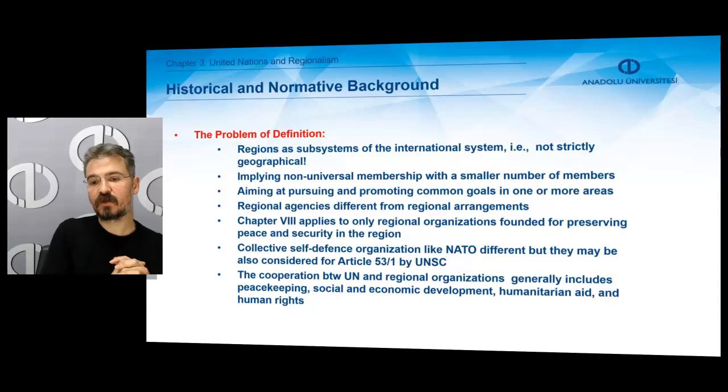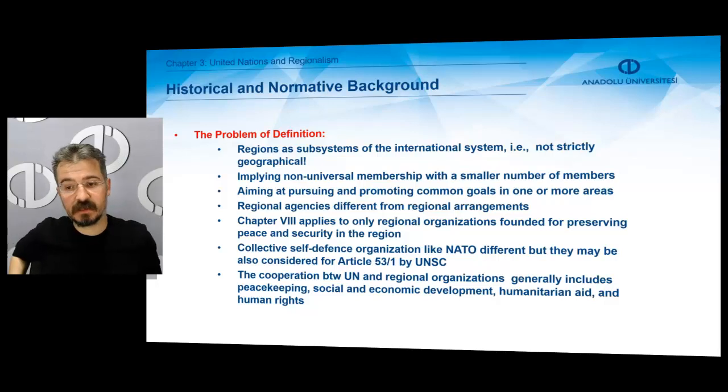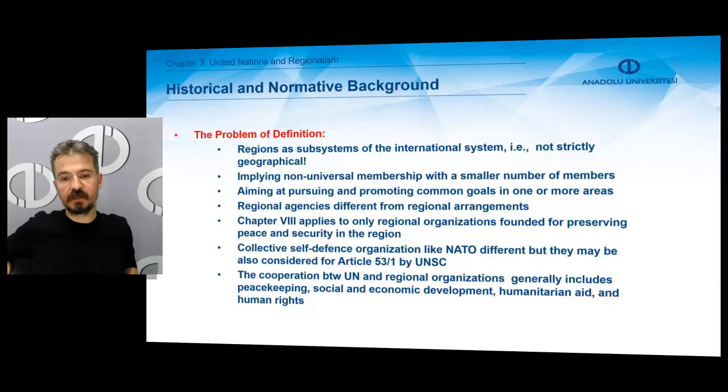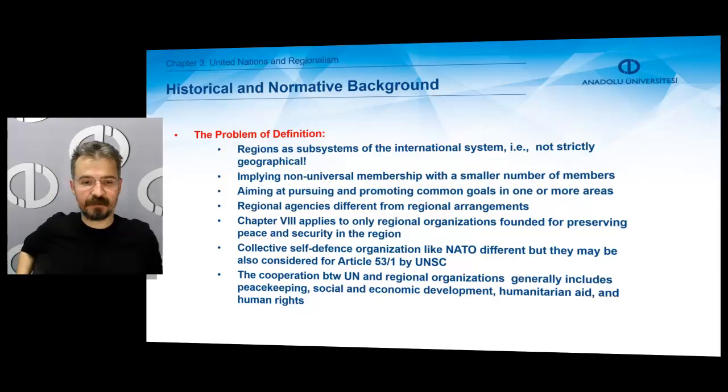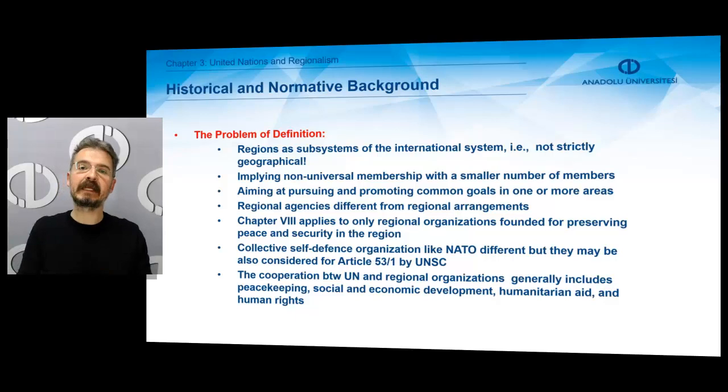But the United Nations Security Council can generally consider these collective defense organizations like NATO for the authorization of the use of force under Article 53. The cooperation between the UN and regional organizations generally includes peacekeeping, social and economic development, humanitarian aid, and human rights. These are the main areas of cooperation between regional organizations and the United Nations.